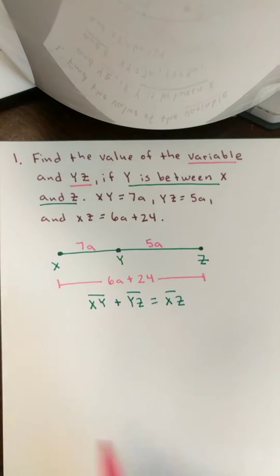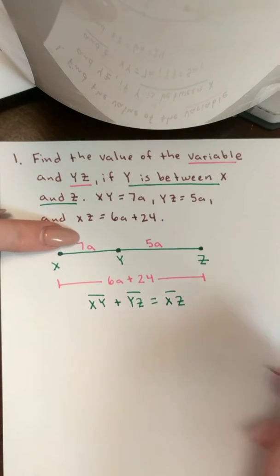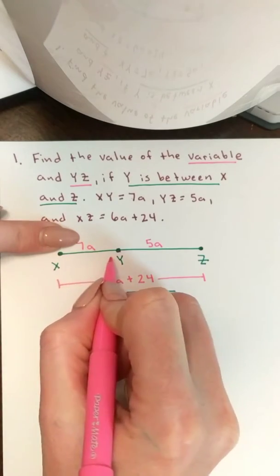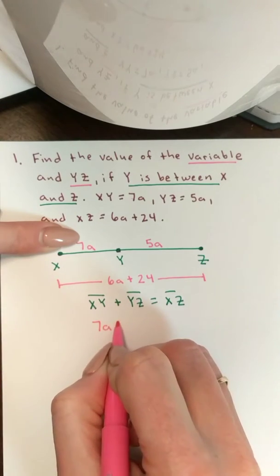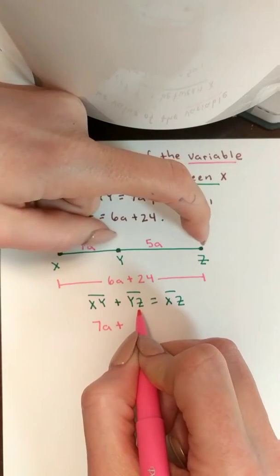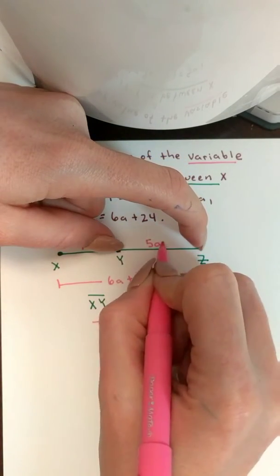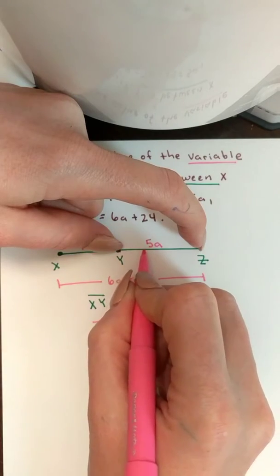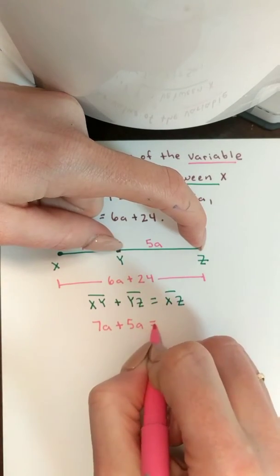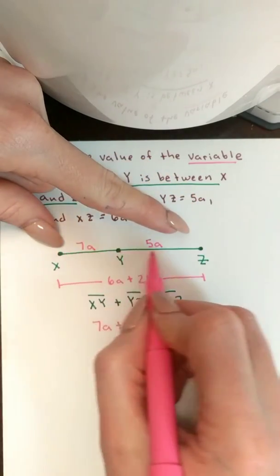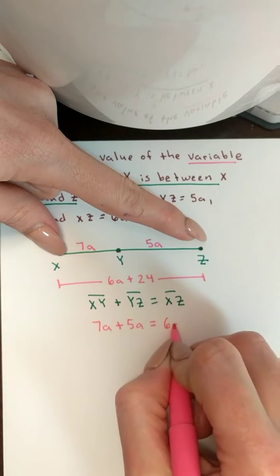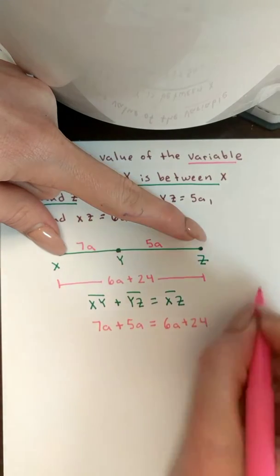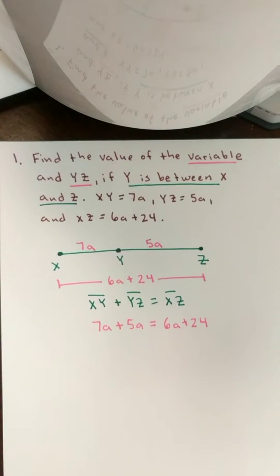From there, we're going to substitute our values in. So we know that xy equals 7a. Here's xy, it equals 7a. So I'm going to replace xy with 7a plus yz. Yz is this segment here. Yz is 5a. So I'm going to replace yz with 5a equals xz. Xz is the length of the whole line. So the length of the whole line is 6a plus 24. Once you set it up, now you're just solving.